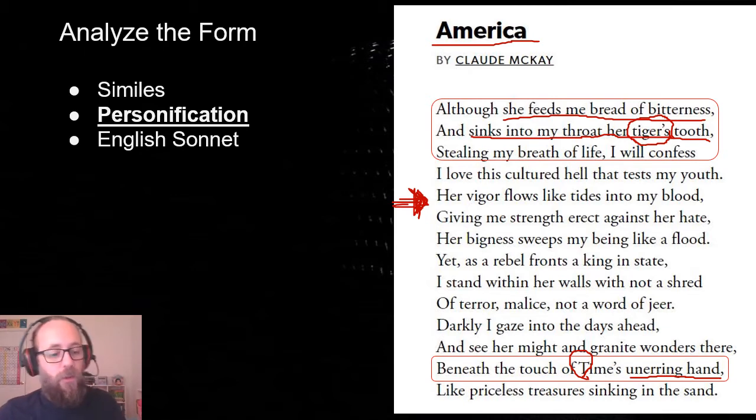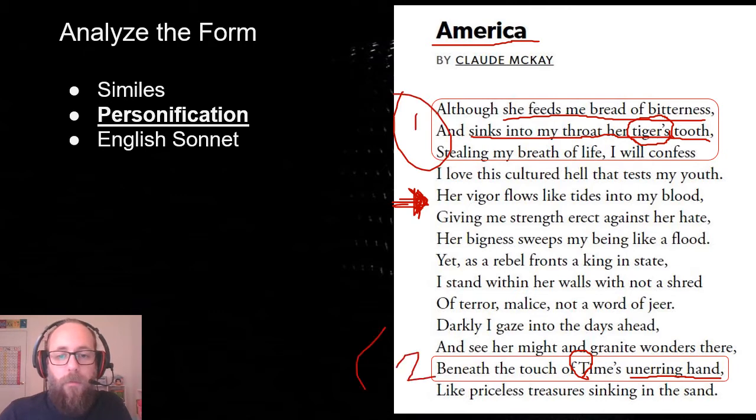All right. You should write down those examples. You can paraphrase them, get the important parts. So, although she feeds me bread of bitterness, you could just write, she feeds me bread. Okay? And you could write, sinks into my throat. Stealing my breath. And Time's unerring hand. Those would suffice for personification 1 and 2. This is 1, and this is 2. Okay, next slide. Again, pause if you need to.